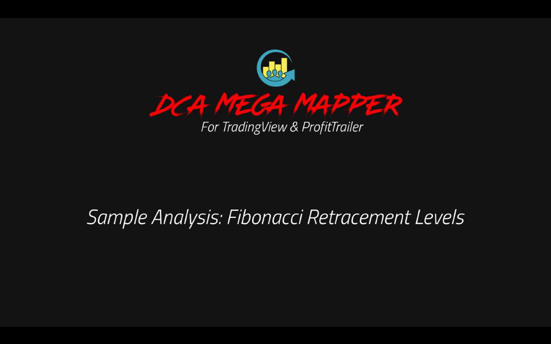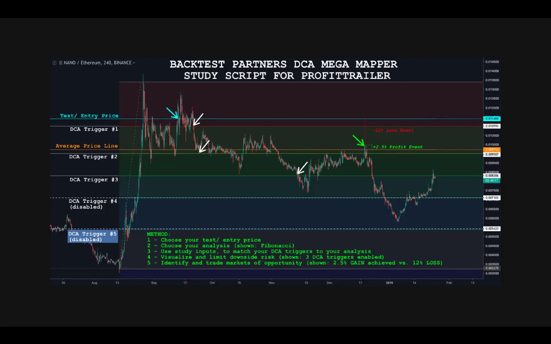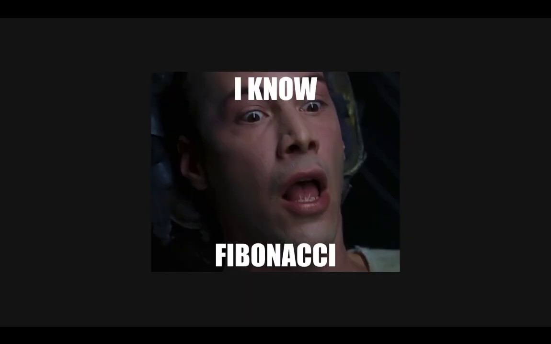So we're going to be finding DCA trigger levels that match Fibonacci retracement levels for a given market over a given period. This is the chart we're going to build. You can find this chart on the study script page for BPMM on the TradingView website, and we'll include a link to that page in the show notes. All right, BP Nation, let's Fibonacci-fy our DCA trigger levels.